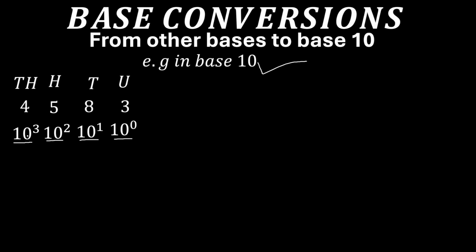10 to the power of 3 is 1,000. So this is 1,000. 10 to the power 2 is 100. This is 10 raised to power 1, that is 1 and a single 0. Anything raised to power 0 is equal to what? 1. So at the end of the day, how do we determine the value of this?